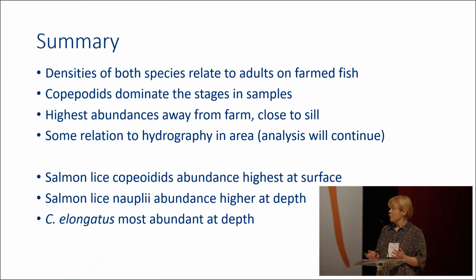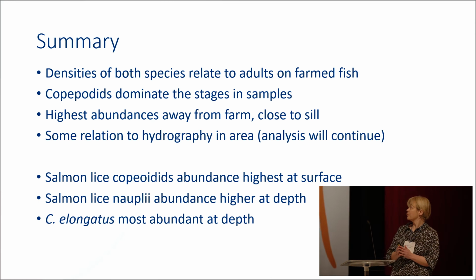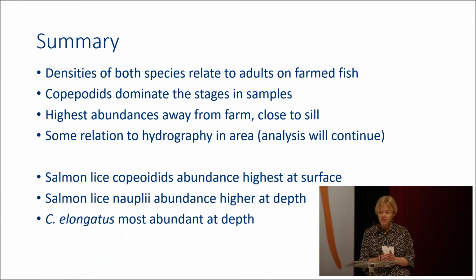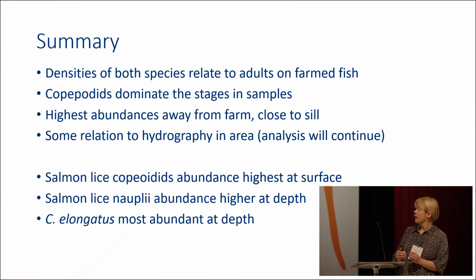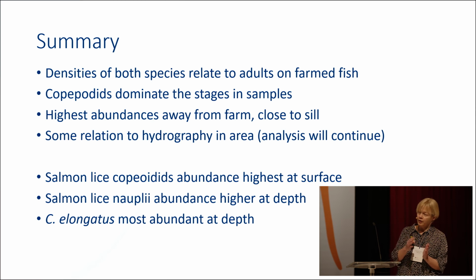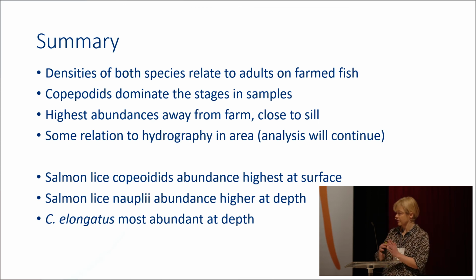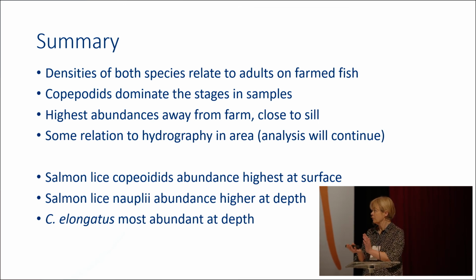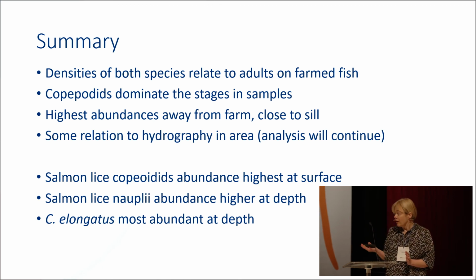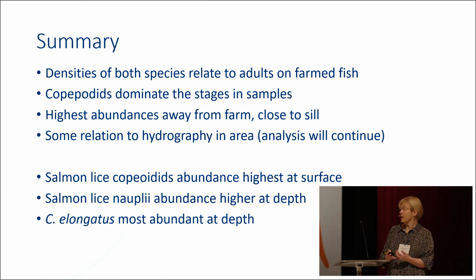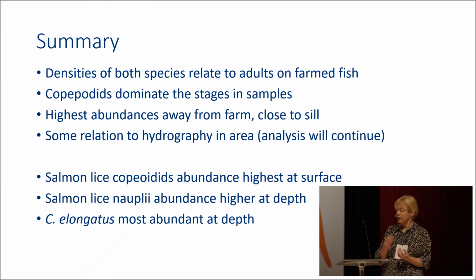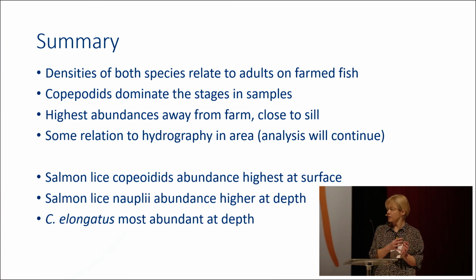So in summary, the densities of both species relate to the amount of adults on the farmed fish. And for the Caligus, this is because the number of adults and nauplii covary, and it's the seasonal changes that are the driver. So in our data set, the copepodites dominated the stages, and we found highest abundance farthest away from the farm, which was close to the sill.